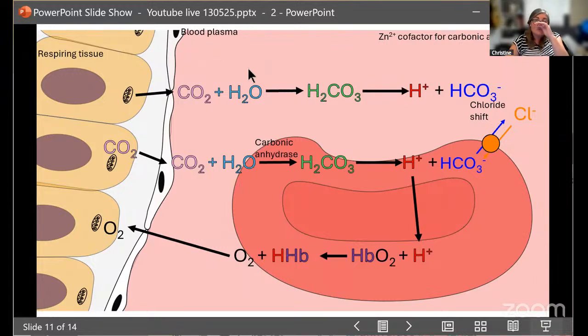And this also happens, by the way, in the blood plasma, just at a slower rate, where you're going to get your carbon dioxide and water, carbonic acid, hydrogen ions and hydrogen carbonate ions. Because we've got carbonic anhydrase, the enzyme in our erythrocytes, that therefore means that this reaction happens a lot faster. But you are going to have hydrogen carbonate ions already in the blood plasma.